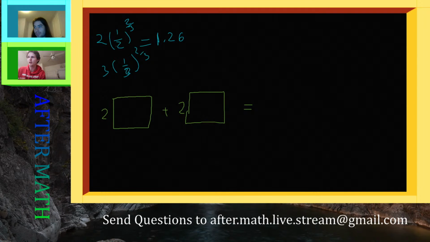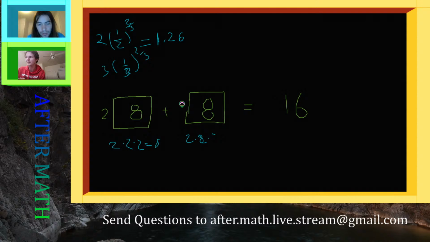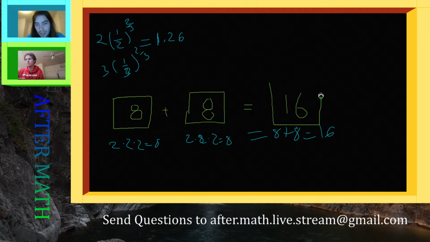So that means our volume is 8, right? 2 cubed is 8, plus 8 equals 16 for a volume. Just to clarify, it's 2 times 2 times 2 equals 8, right? And so then you did 8 plus 8 equals 16. Right. Okay.